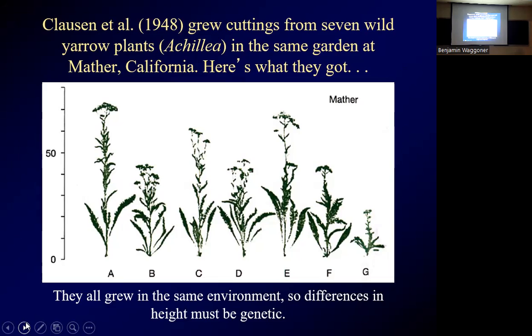This is what they got. Now, all of these plants are growing in the same garden. They're growing in as close to identical environments as we can reasonably get. So any differences in height must be genetic because there's no environmental variance, right? And clearly there's a lot of genetic variance because some of these grew really short and some of these grew really tall. All right, with me there.